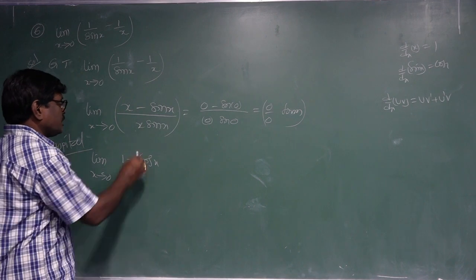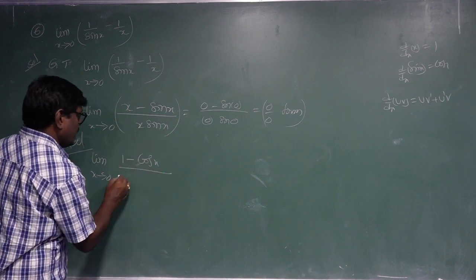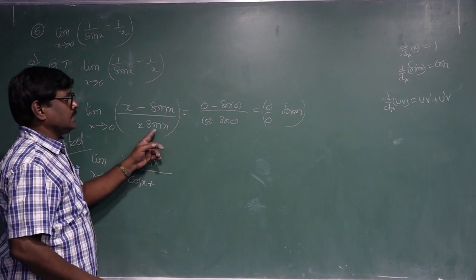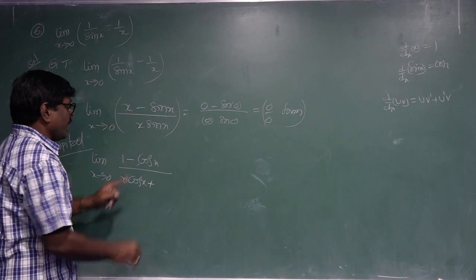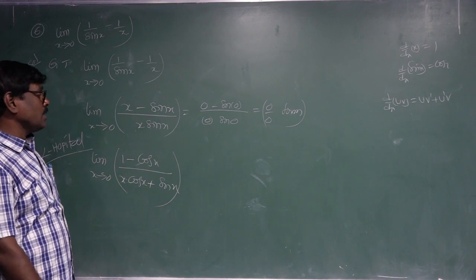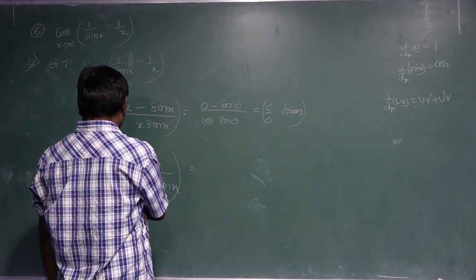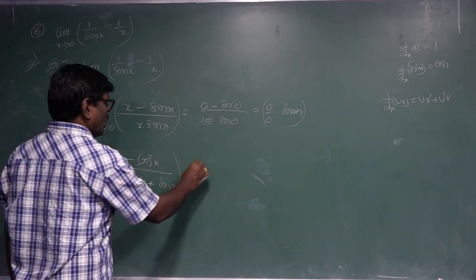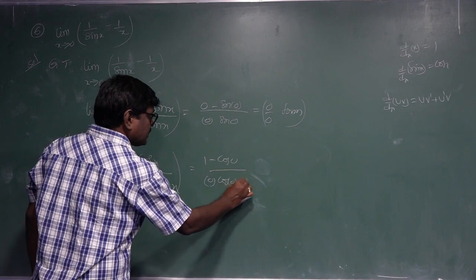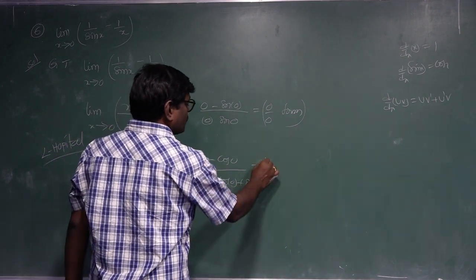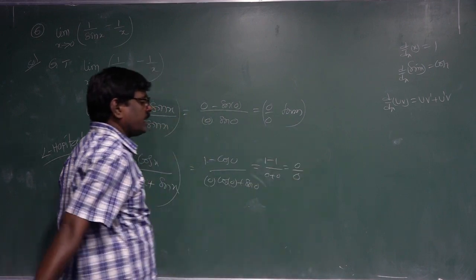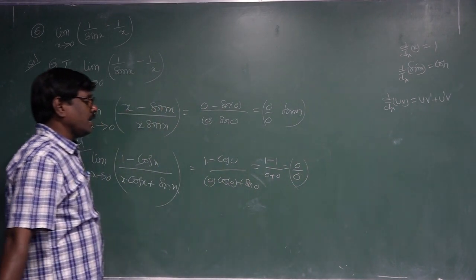Next is a uv form: x sin x derivative is x cos x plus sin x, where u is x and its derivative is 1, into sin x. Again substitution x equal to 0: 1 minus cos 0 by 0 into cos 0 plus sin 0, equal to 1 minus 1 by 0 plus 0, equal to 0 by 0. This is an indeterminate form.